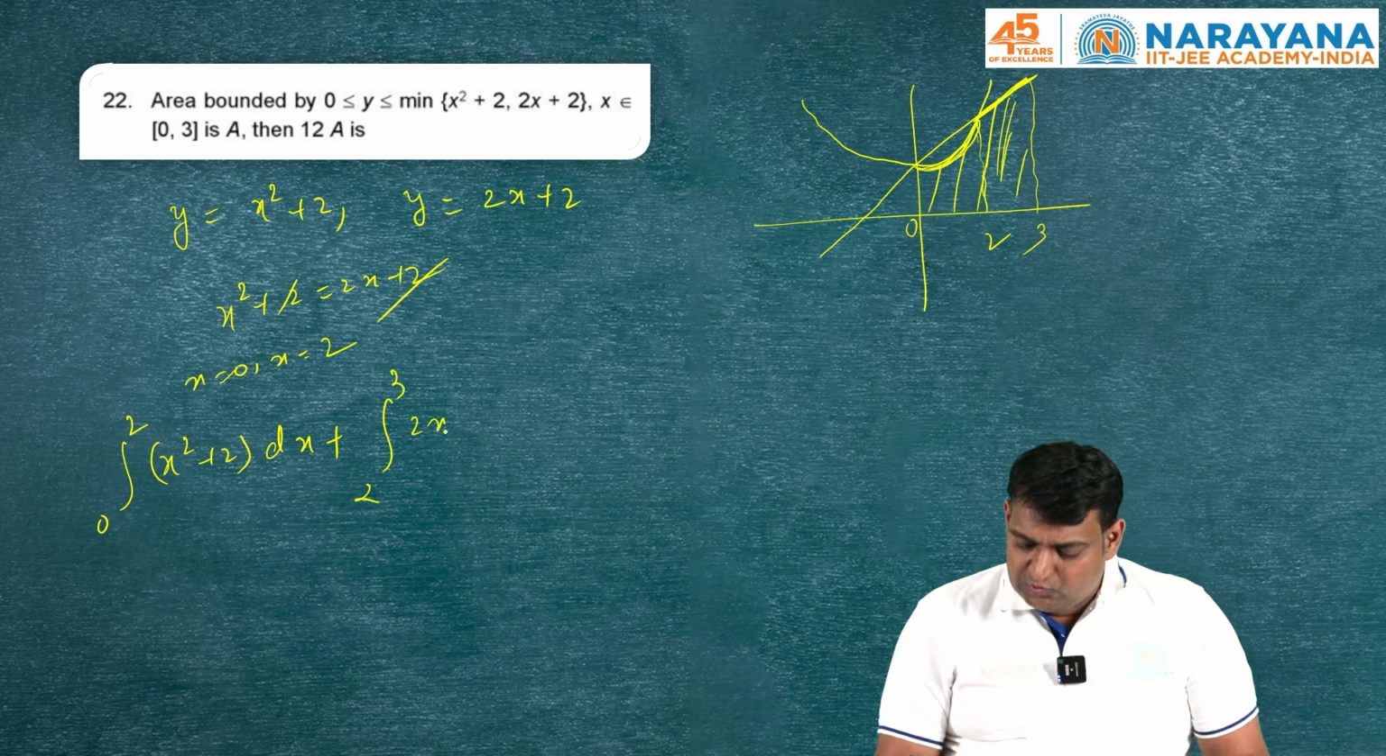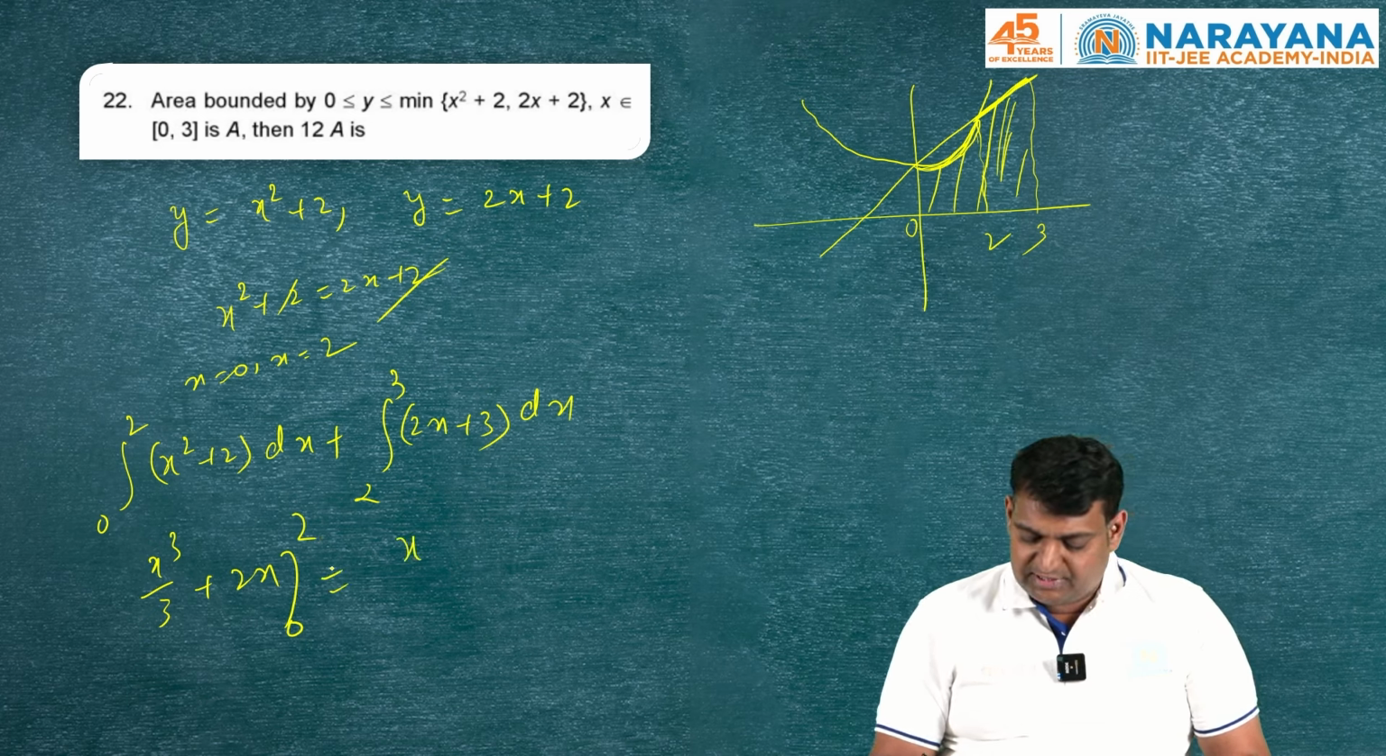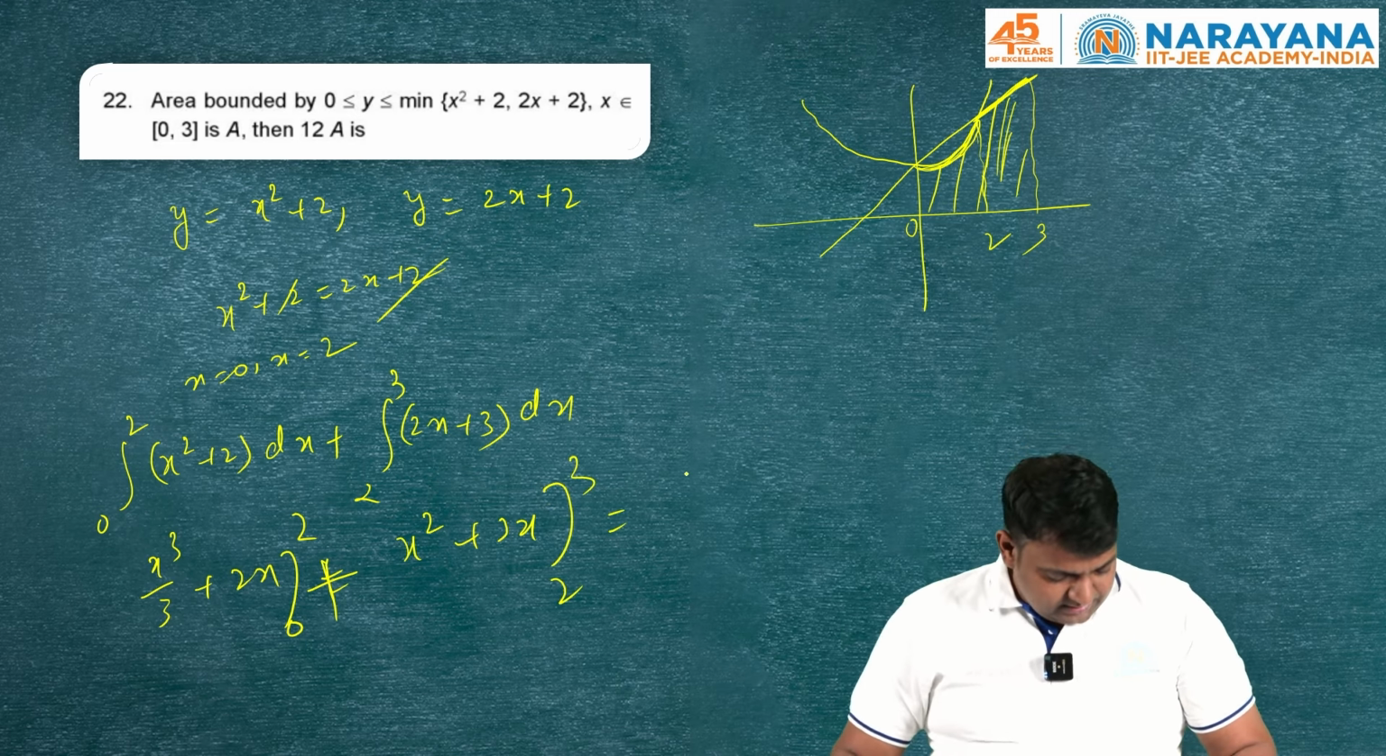What is the curve there? 2x plus 3. Come on, simple calculations. X cube by 3 plus 2x from 0 to 2, plus x square plus 3x from 2 to 3. Apply the limits and simplify. And you will get this value as, again, the simple calculation based problem.